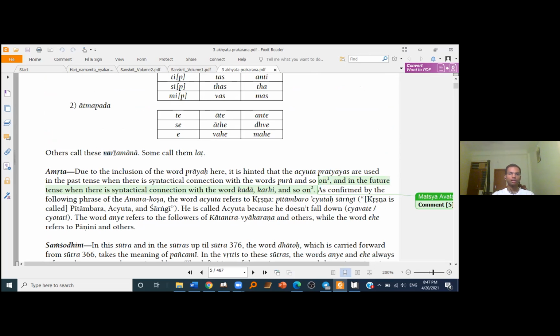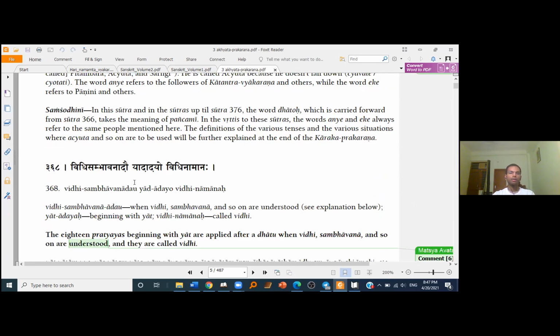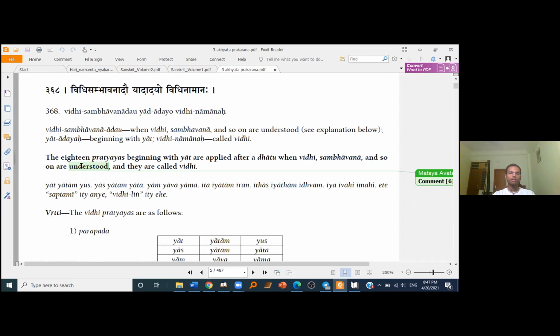How do you know this is from Katantra, by the way? Here in the Amrita last line, I think the word Anne refers to the followers of Katantra and others, while the word AK refers to Panini and others. Okay. So, yeah. Vidhi Sambhavanadau yadadayo vidhi namanah. The 18 pratyas beginning with yat, yadadaya, are applied after a dhatu when Vidhi, Sambhavana, and so on are understood, and they are called Vidhi.